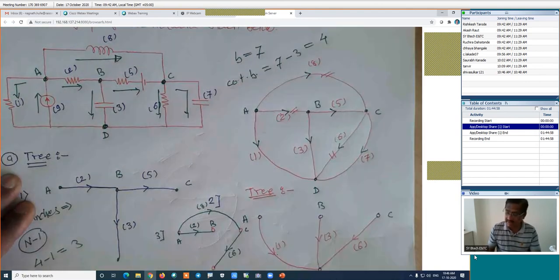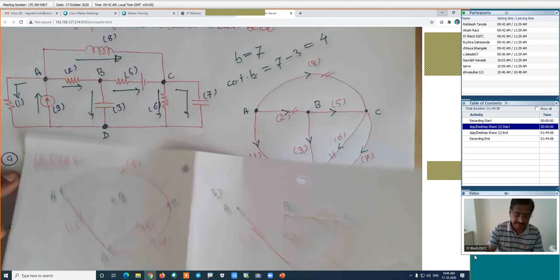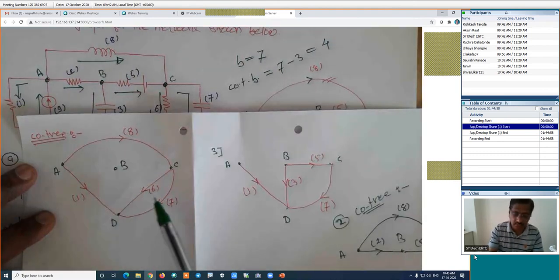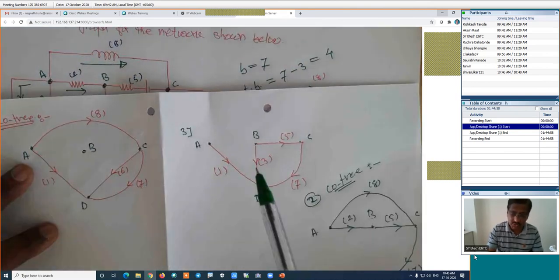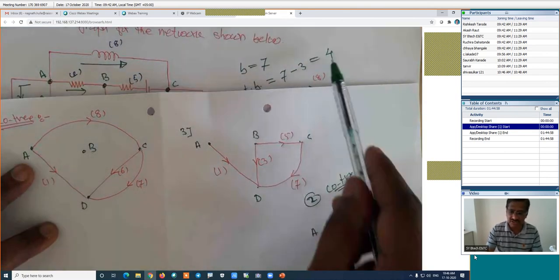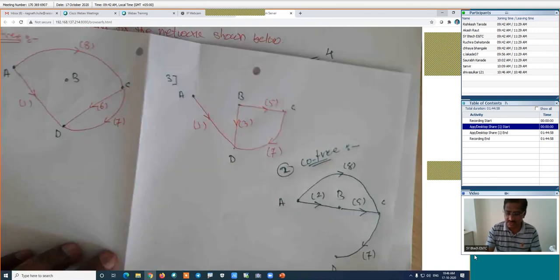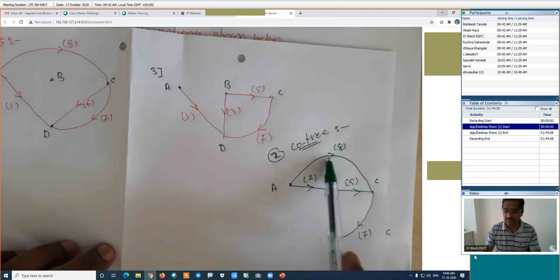Now look here. If I take this cotree, this is 1, 2, 3, 4. We have 4 branches for that cotree. Here, look: 1, 2, 3, 4. There are 4 branches for that cotree. Here also, this is 1, 2, 3, 4. We have 4 branches for that cotree.